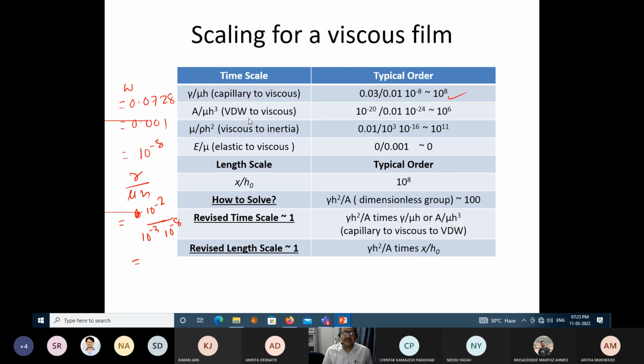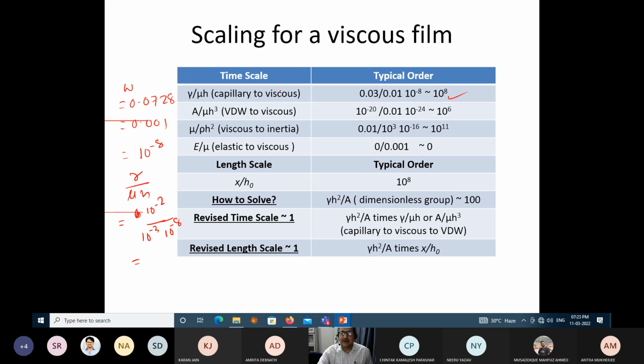Now let me calculate A by mu h cube, Van der Waals to viscous. If I just plug in the values, you will get 10 to the power 6. So Van der Waals force is again more predominant than the viscous force. Now I go for viscous to inertia, mu by rho h square. These are all non-dimensional numbers I'm cooking up. This will come out to be 10 to the power 11. That means viscous force is more predominant than the inertial force.